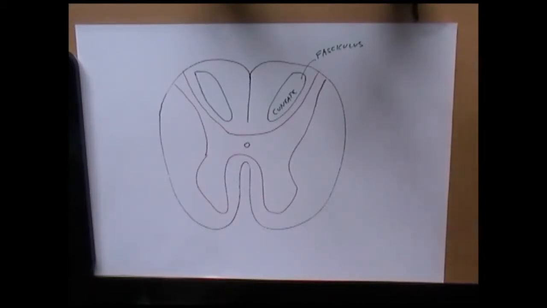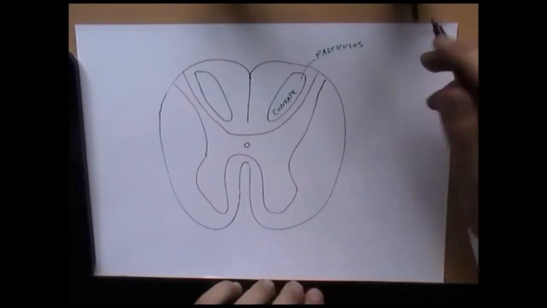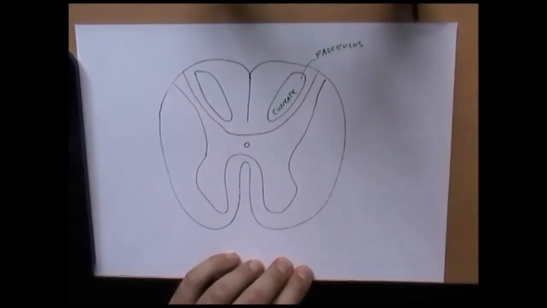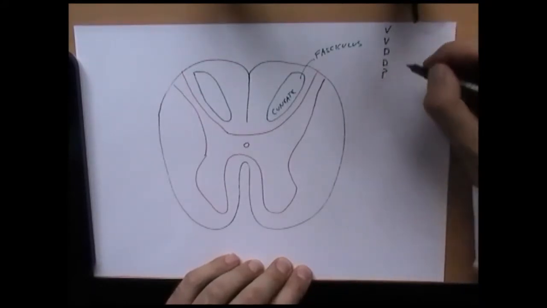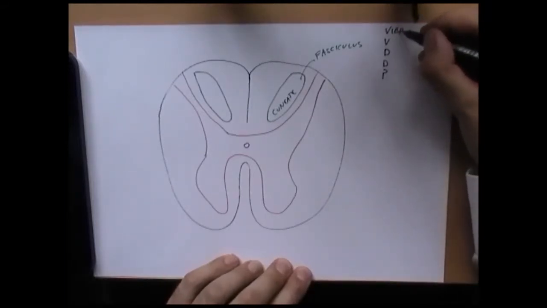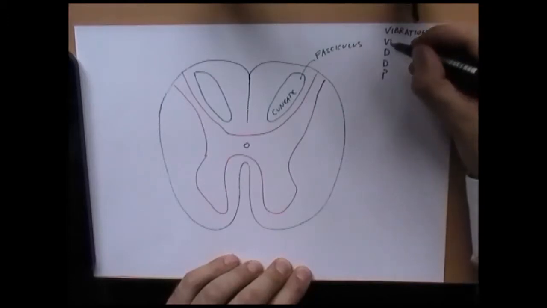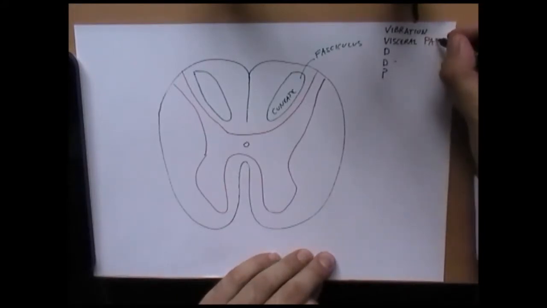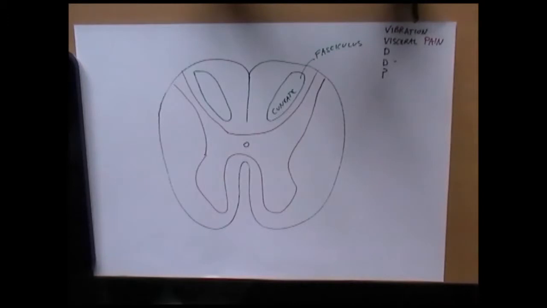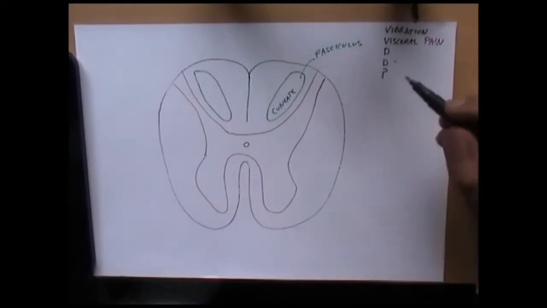The cuneate fasciculus carries a certain grouping of sensations. I like to remember it as V, V, D, D, P. The first V is for vibration, so it carries vibration sense. It also carries visceral pain. So if you cut yourself on the hand superficially on the skin and feel that pain, the cuneate fasciculus is not the one that carries this pain information. But if you break a bone in your arm, then the cuneate fasciculus will carry that internal visceral pain towards the brain.